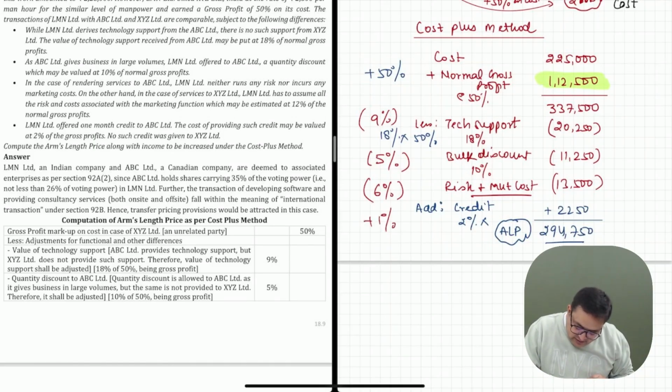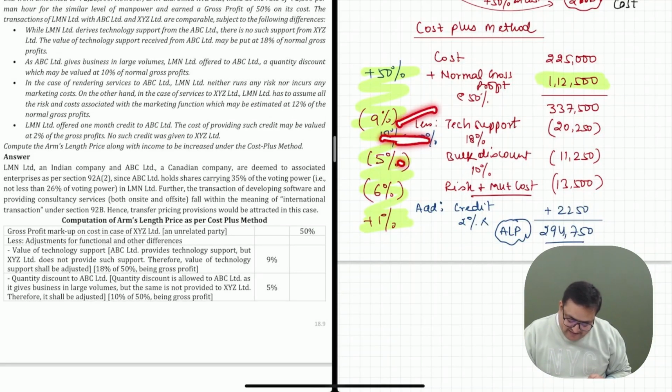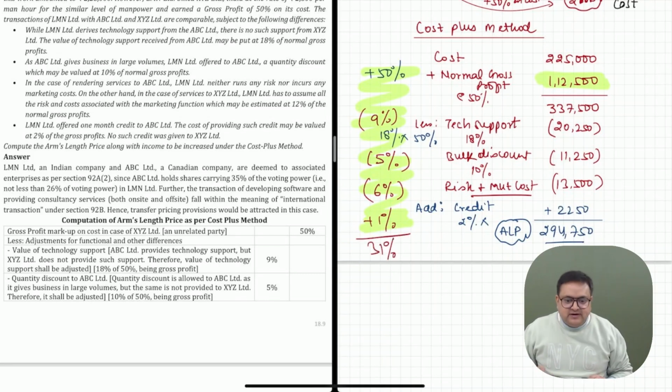So actually, if I will tell you how much is my adjusted gross profit margin, what you will do, just sum them up. So it would be 50 minus 9 minus 5 minus 6 plus 1. How much is the percentage now? 50 minus 9 minus 5 minus 6 plus 1. So this becomes 31%. Everybody is okay with this 31%.